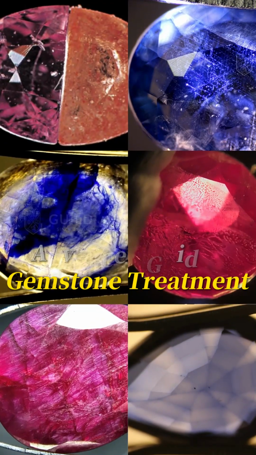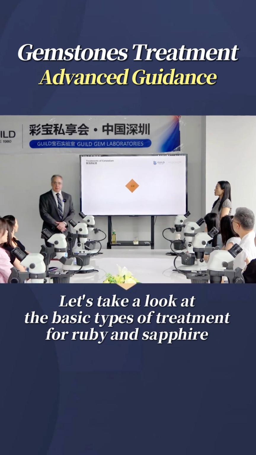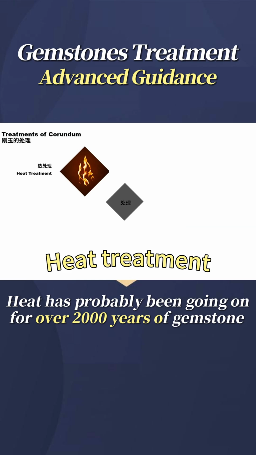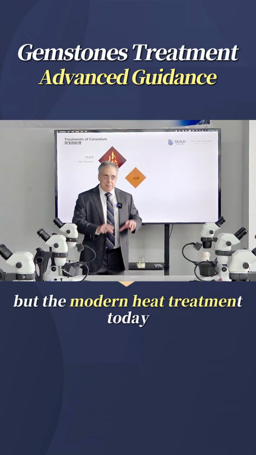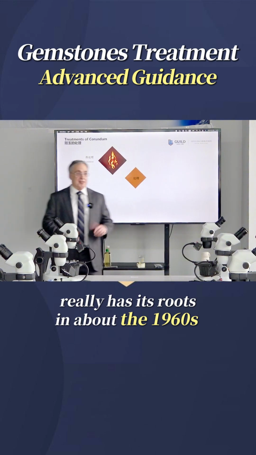Gemstone treatment, advanced guidance. So let's take a look at the basic types of treatment for ruby and sapphire. Heat. Heat has probably been going on for over 2,000 years of gemstone. But the modern heat treatment today really has its roots in about the 1960s.